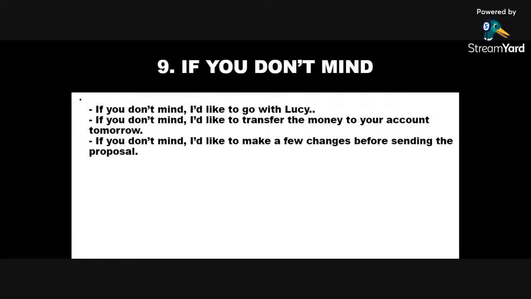So this is used in everyday English communication, and you can use it in any formal situation. Don't forget that, unlike other expressions which have been structured as questions, this one is a statement rather than a question. For example, if you don't mind, I would like to go with Lucy.